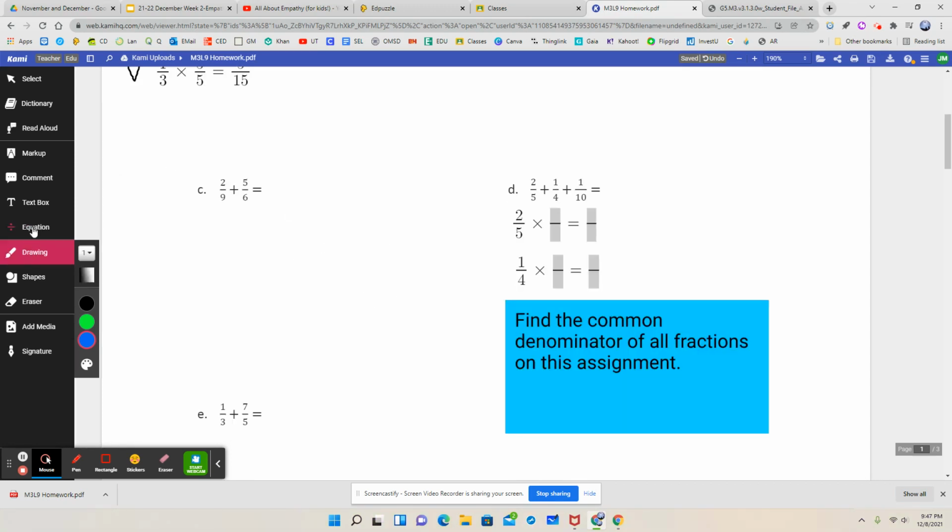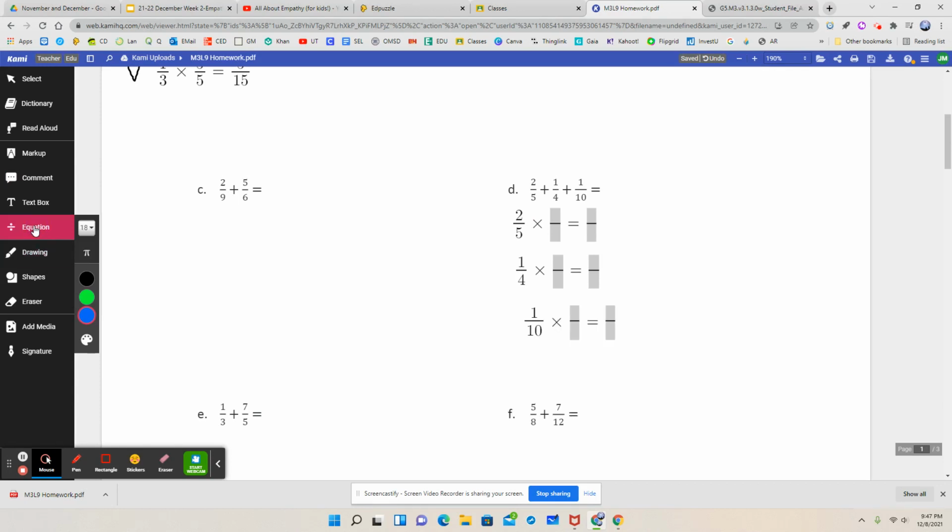Now, let's do one that is a little more complicated. We have now three fractions that we need to add. That's going to be these three. And as you can see, they all have different denominators. However, they still need to be converted into fractions that have the same denominator. So we're going to do that, but I'm going to just set this up right now.